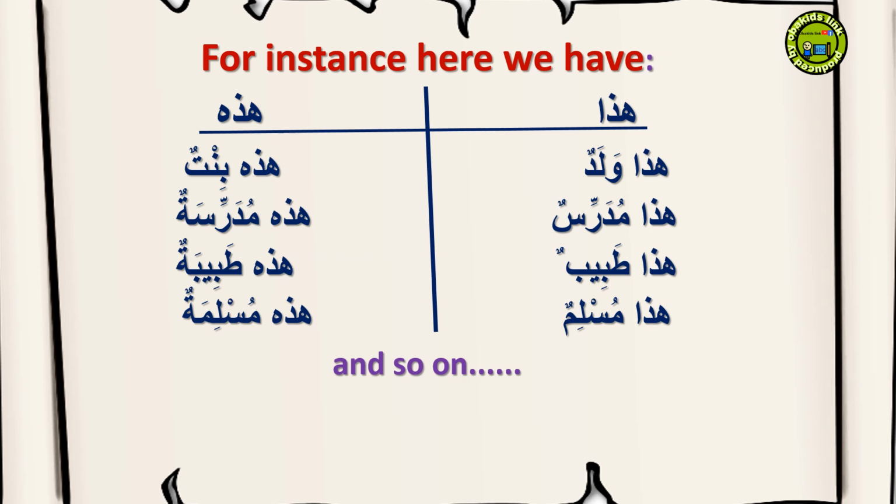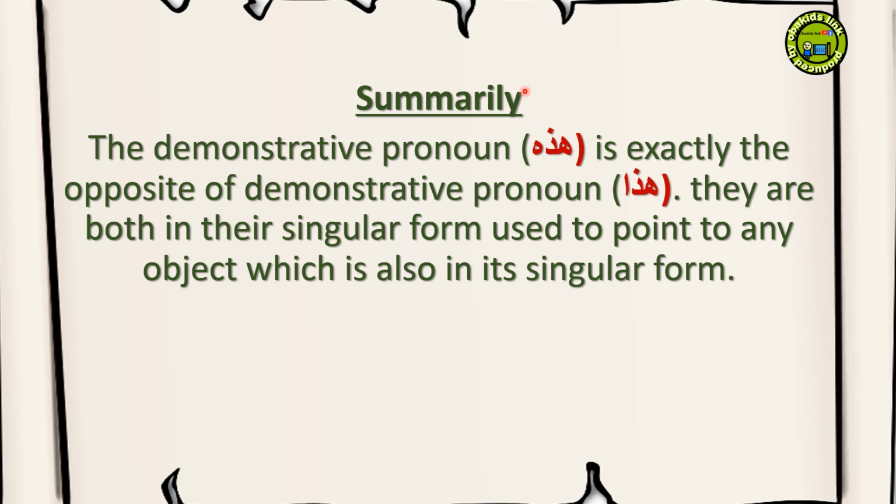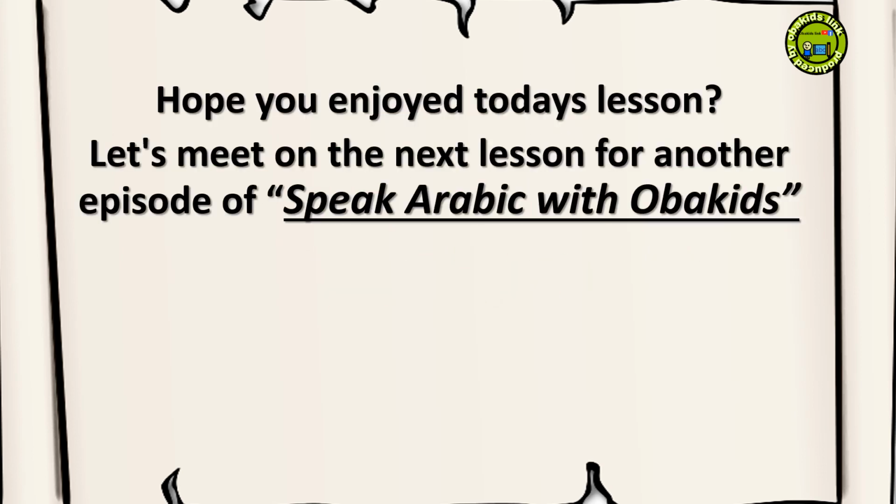Hazihi tabibatun. This is a female doctor. Haza muslimun. This is a Muslim. Hazihi muslimatun. This is a female Muslim. And so on. Summarily, the demonstrative pronoun hazihi is exactly the opposite of demonstrative pronoun haza. They are both in their singular form, used to point to any object which is also in a singular form.